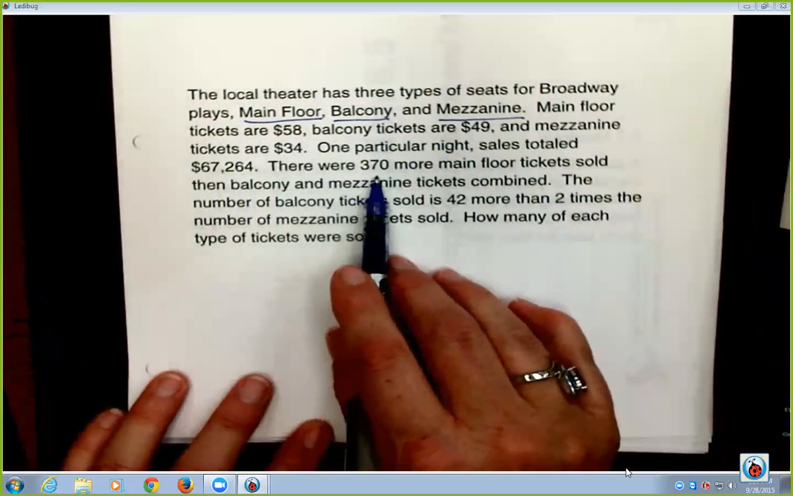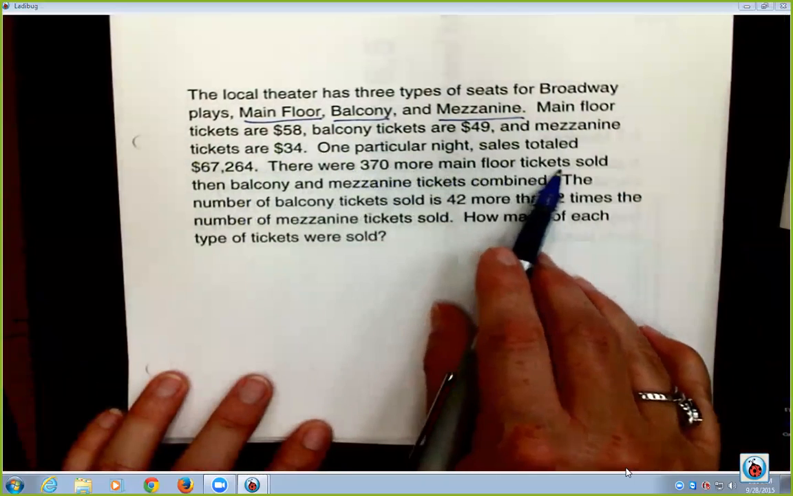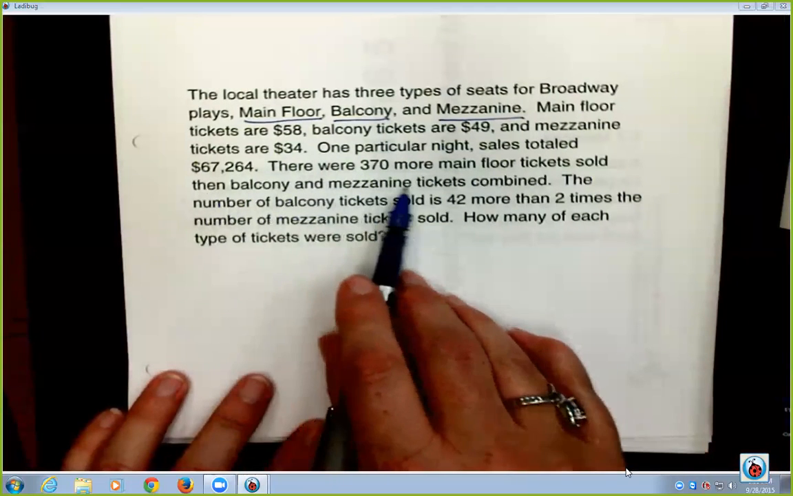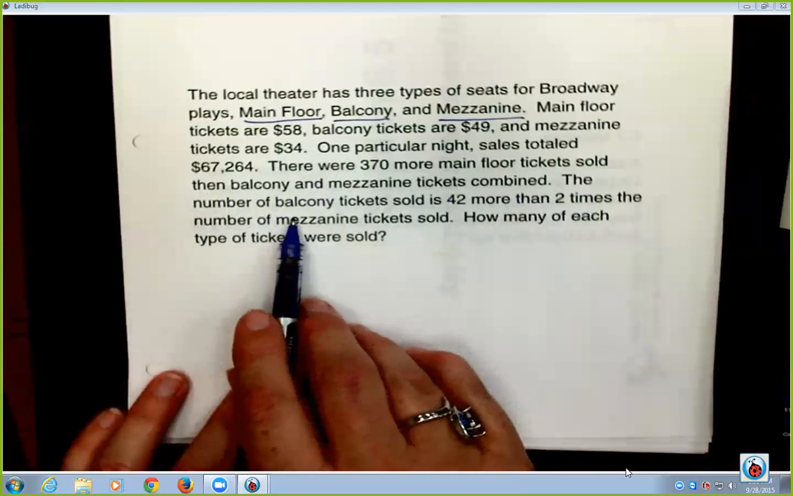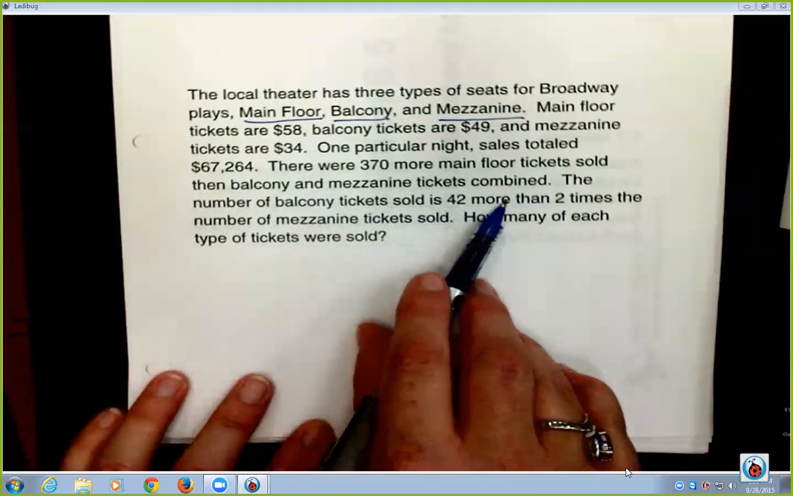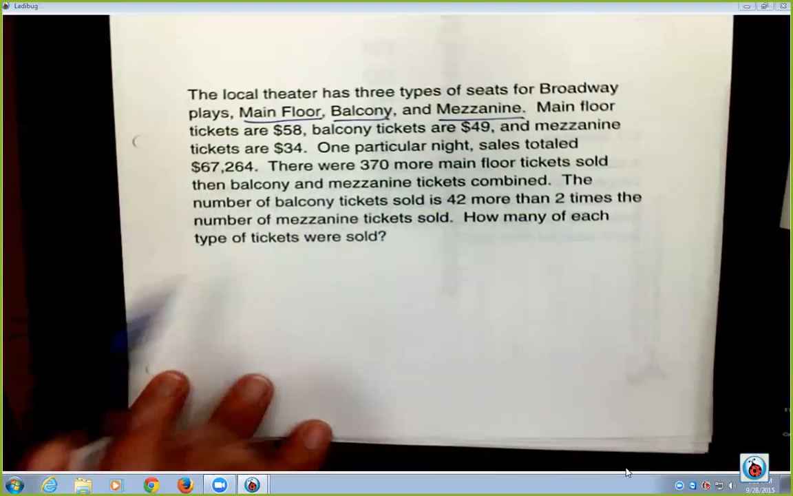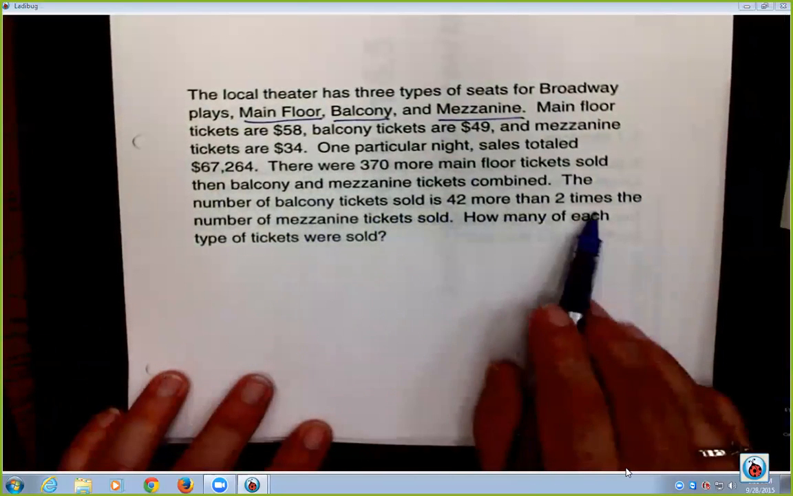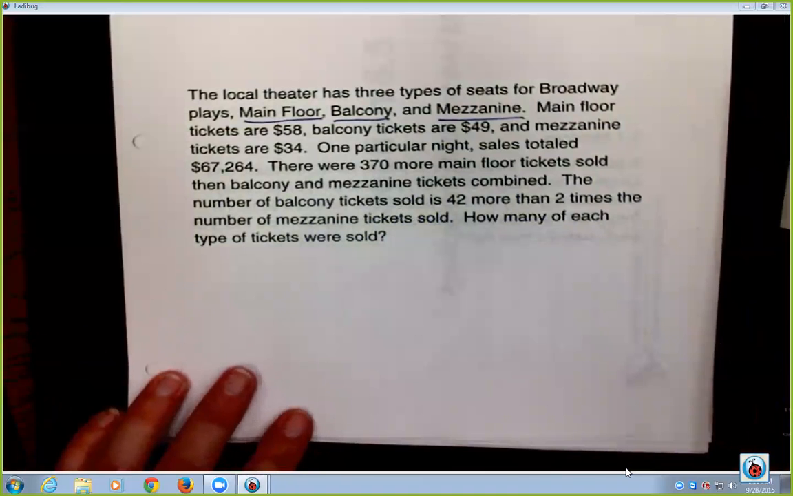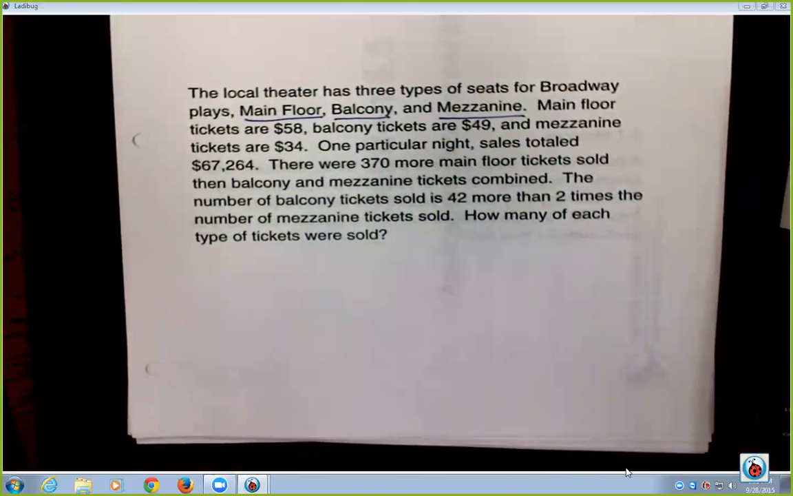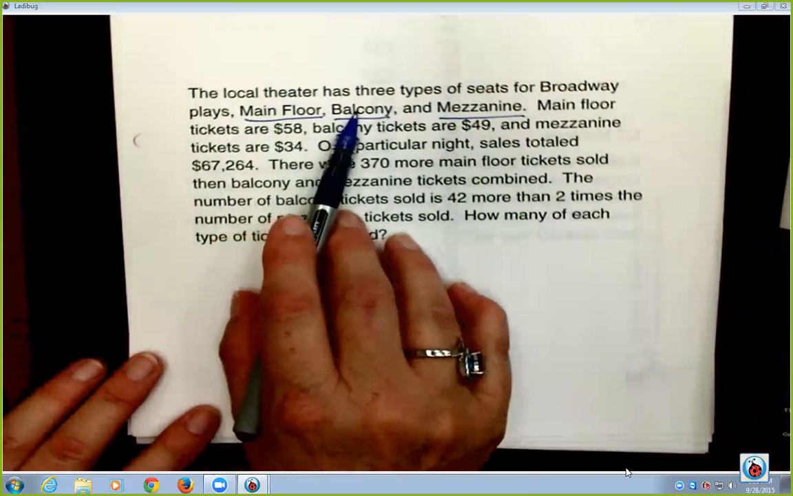There are 370 more main floor tickets sold than balcony and mezzanine tickets combined. The number of balcony tickets sold is 42 more than 2 times the number of mezzanine tickets sold. How many of each type of ticket were sold? So we have 3 things in here, don't we? We have a main floor, a balcony, and a mezzanine.